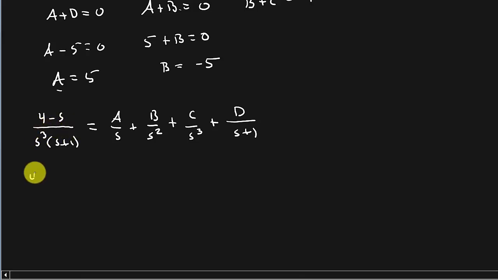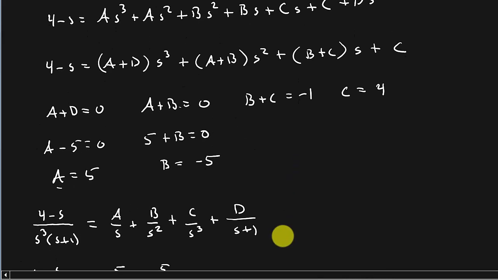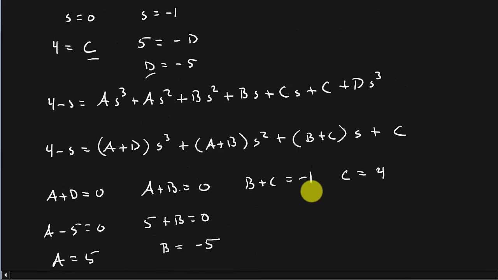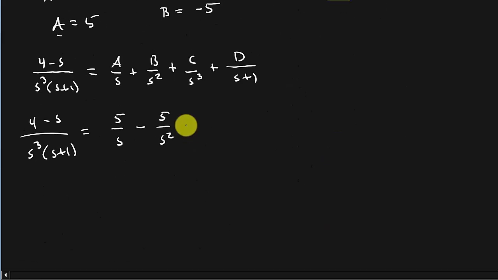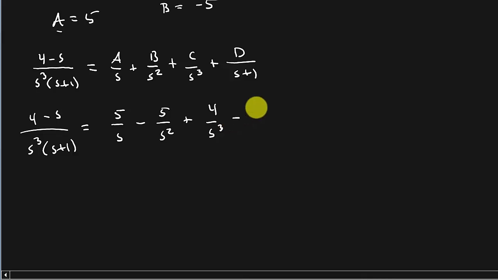All right, so I've got 4 minus s over s cubed times s plus 1 is equal to a, that's 5 over s, plus b, well, that'll be minus 5 over s squared. And then c, what was c? C is 4. Plus 4 over s cubed, and then d was negative 5. Yep, d is negative 5, so minus 5 over s plus 1.